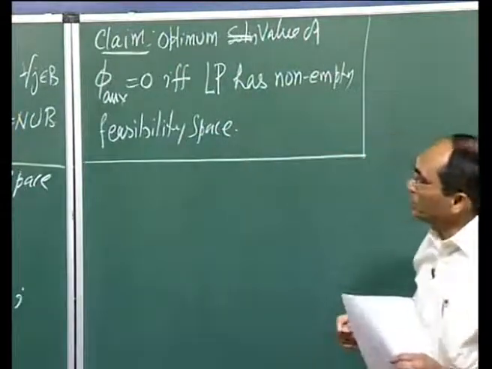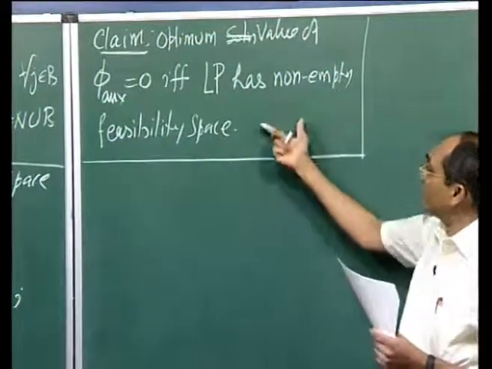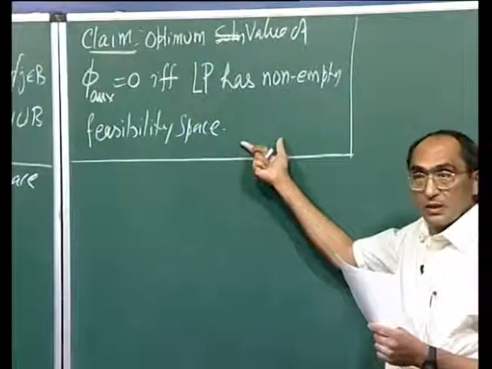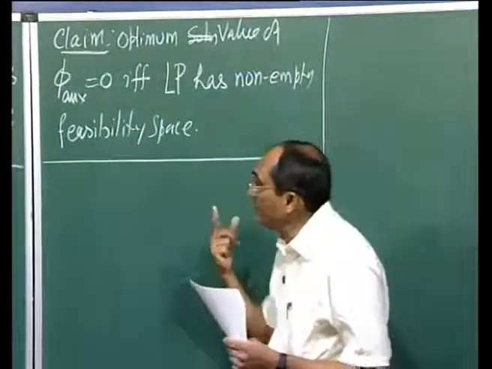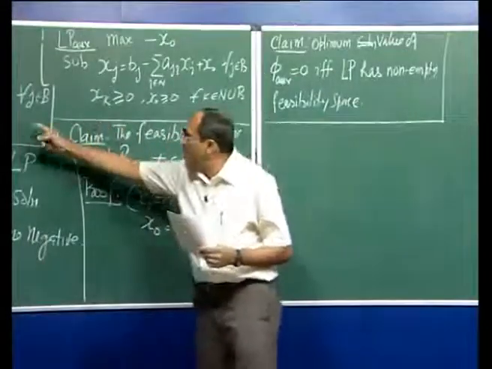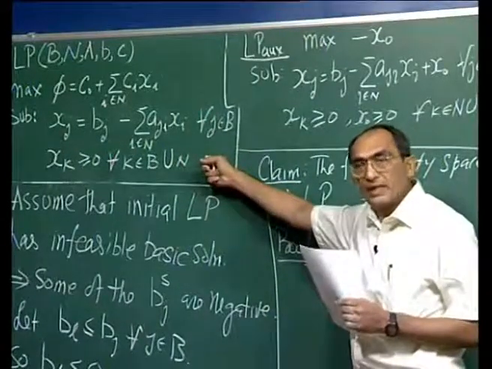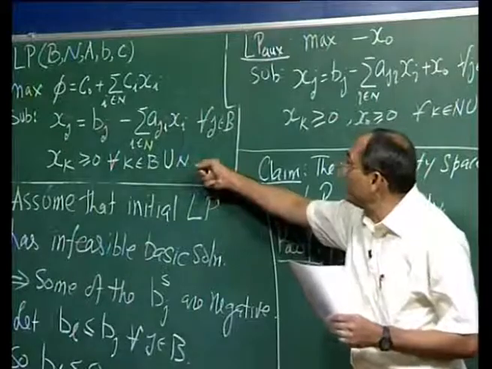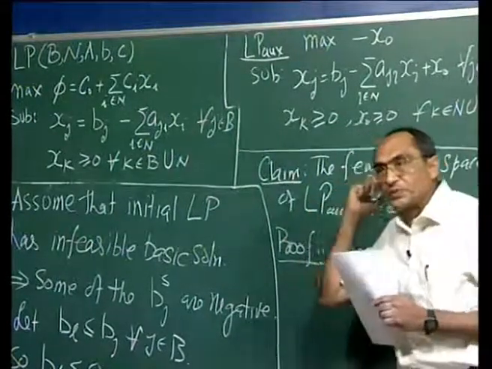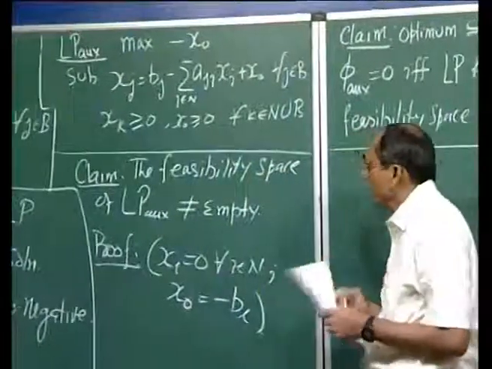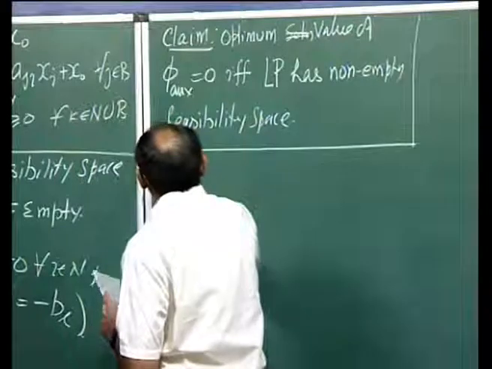Our goal is now to figure out whether the feasibility space is empty, and if not, then we have to find an equivalent program for the original LP in which the basic solution is feasible. Once we get one equivalent form in which basic solution is feasible, we can run the simplex program as described earlier. So now I am going to consider the following transformation.